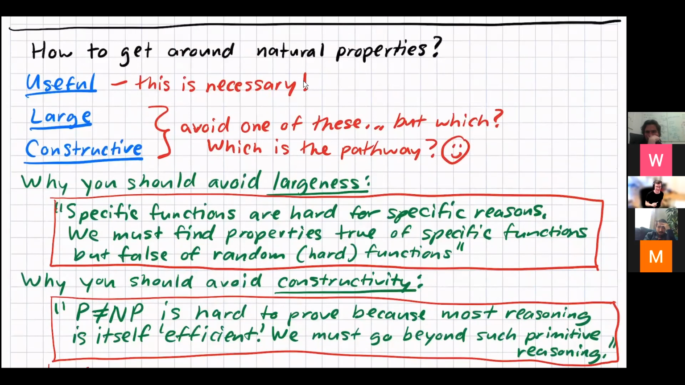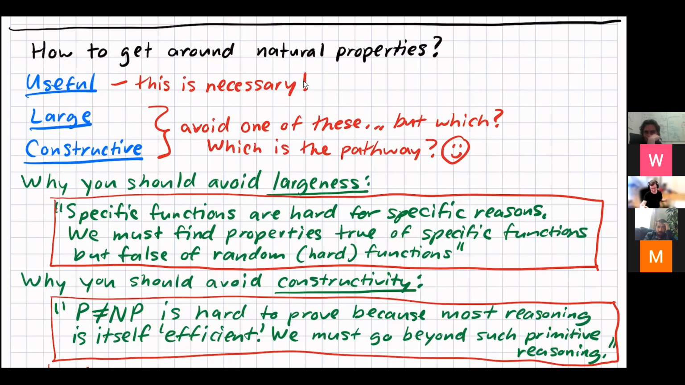Another story you might tell yourself is that you should avoid constructivity. The idea there is that it's an efficient algorithm for detecting hardness. One intuition is that P versus NP is hard to prove because most reasoning is itself efficient, and you can see formalizations of that in efficient proof systems like bounded arithmetic. So the story is that we must go beyond such primitive reasoning. We must have properties that distinguish easy from hard but are very complicated, not polynomial time computable, and so on.